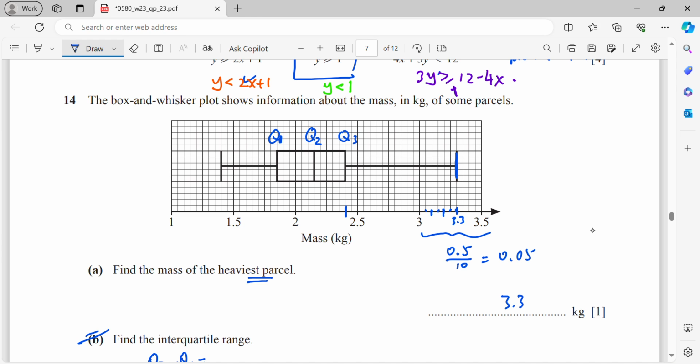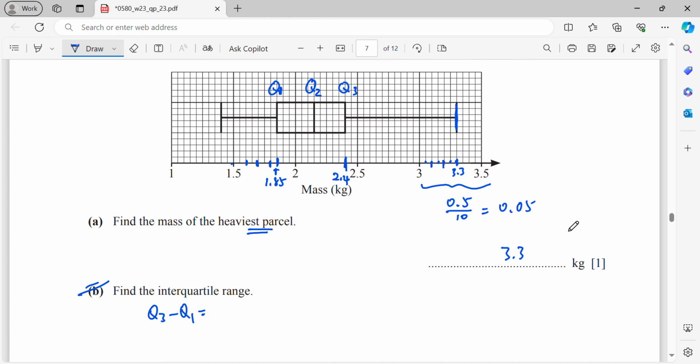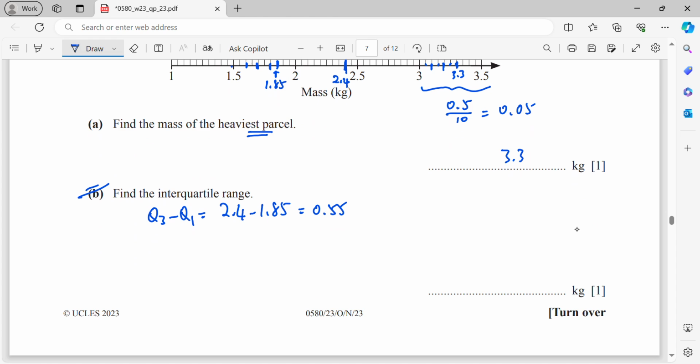From here, my Q3 is obviously 2.4, because each square is 0.05. Then my Q1 will be 1.5, 1.6, 1.7, 1.8, this is 1.85. So this is my Q1. So I will get 2.4 minus 1.85, which is 0.55. So that is my interquartile range.